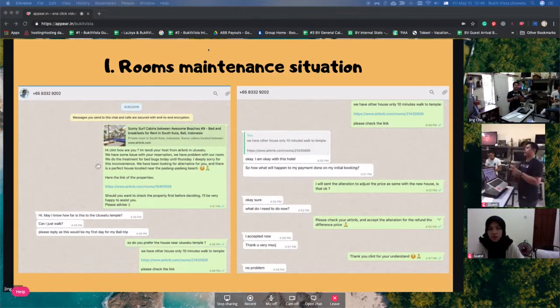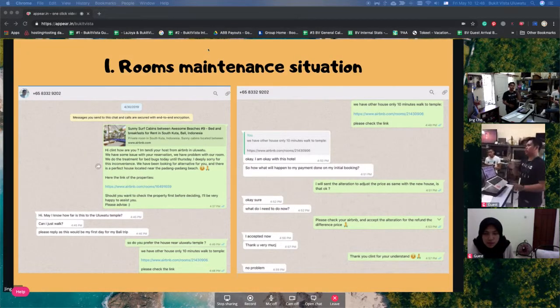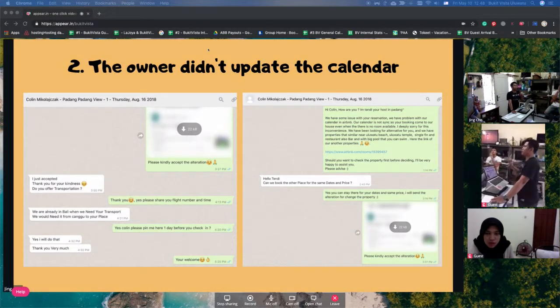This was because they preferred the walking distance to the temple. So after that, the client checked out and gave a very nice review to us as well. So this is about how to handle this situation like a professional. And this is the second one.